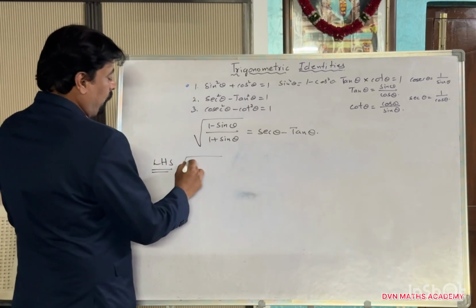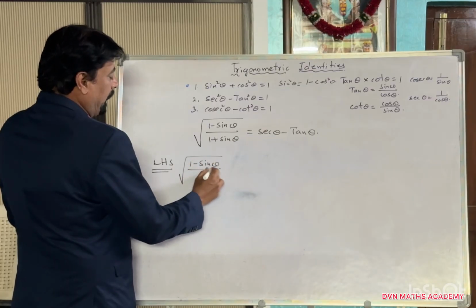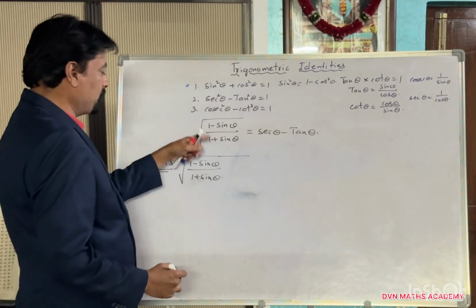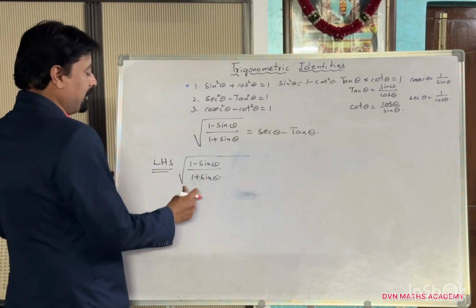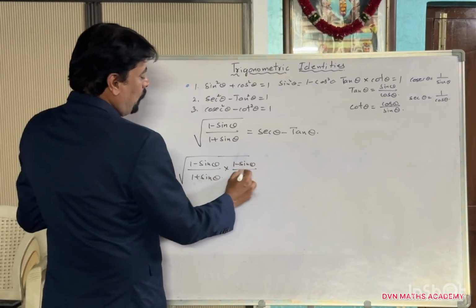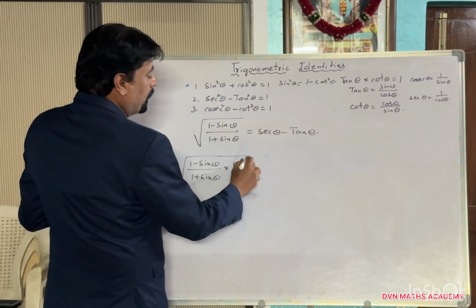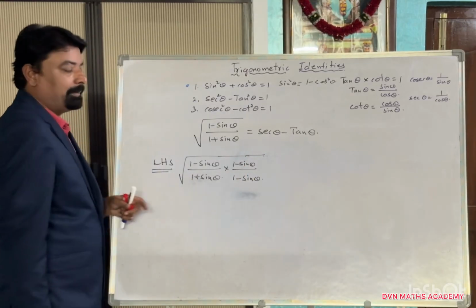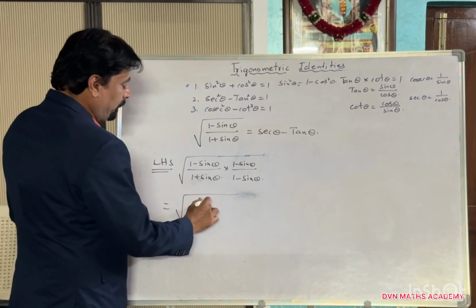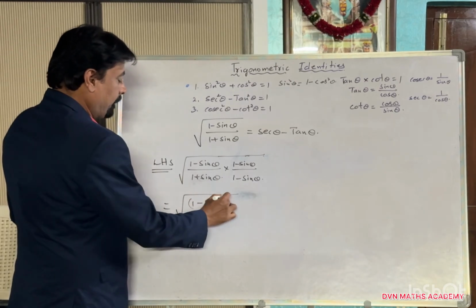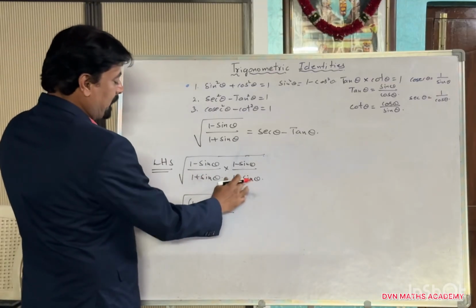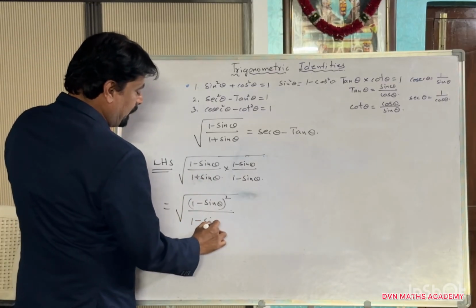LHS is under root of 1 minus sine theta by 1 plus sine theta. In any question, if the question is under root, you go for the rationalization. You get 1 plus sine theta there, so you multiply by 1 minus sine theta. I mean, both numerator and denominator I multiply with 1 minus sine theta. What happened, you see? This is under root of 1 minus sine theta whole square. And this is a plus b into a minus b, that is nothing but a square minus b square. This becomes 1 minus sine square theta.